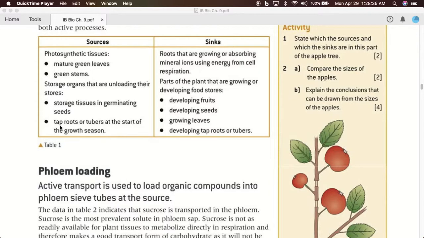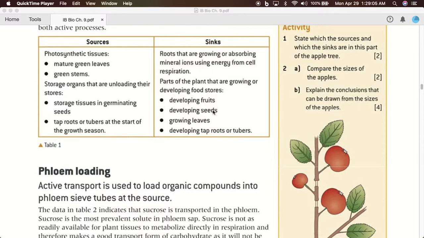If you have tap roots or tubers, like a potato, those are going to be sources as well, because as the rest of the plant grows, it's going to try to take sugars away from those tap roots or tubers. And then we've got sinks. Sinks are places that absorb ions or absorb sugars, and they need these things in order to grow.